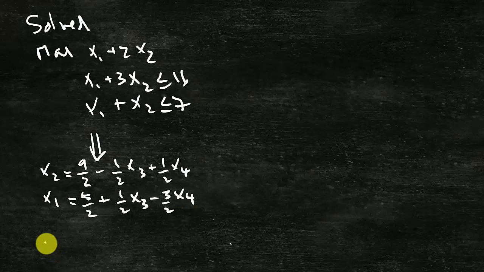And then z, I'm going to leave a little bit of room. z is equal to 23/2, which is 11.5, minus a half x3 minus a half x4. Now we have a new constraint.